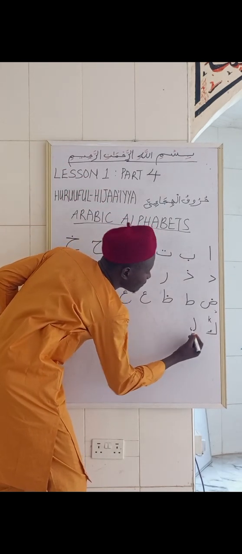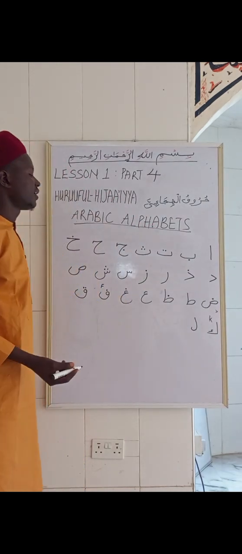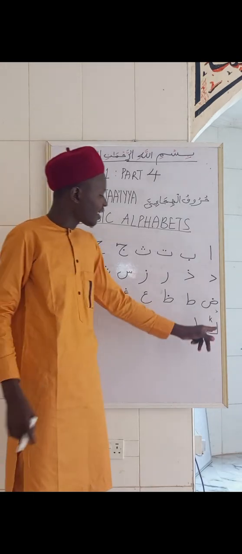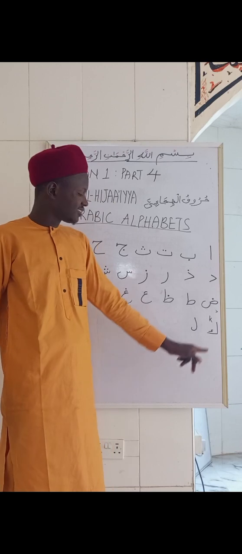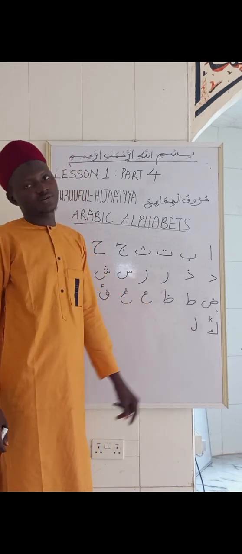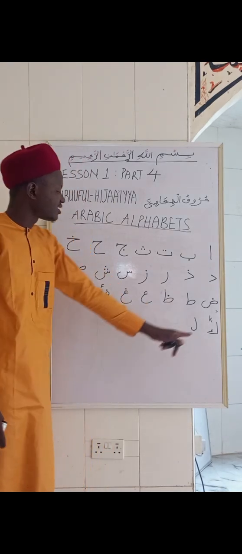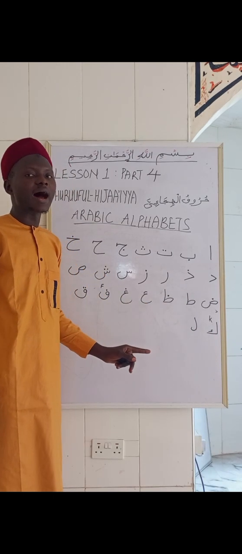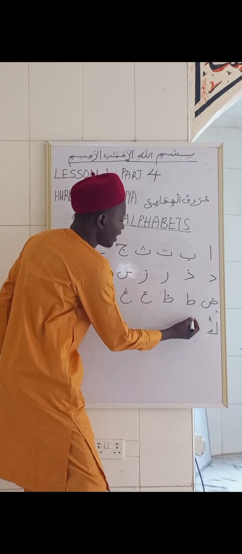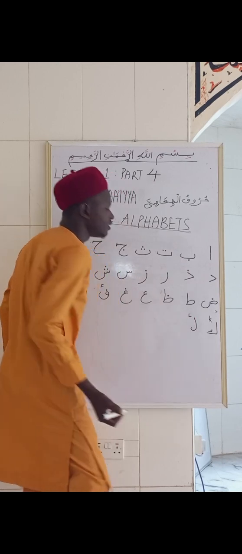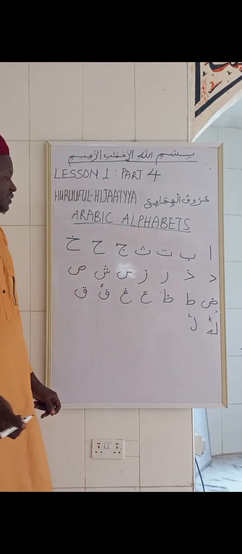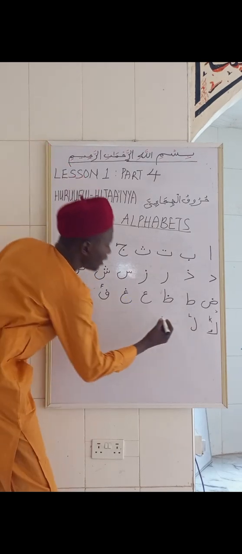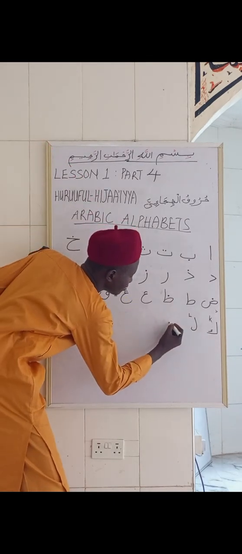Lam. Kaf and lam are similar. The difference is that kaf will always have this sign in it. So this is kaf, this is lam. Lam is equivalent to L in the English alphabet. The next one is what?